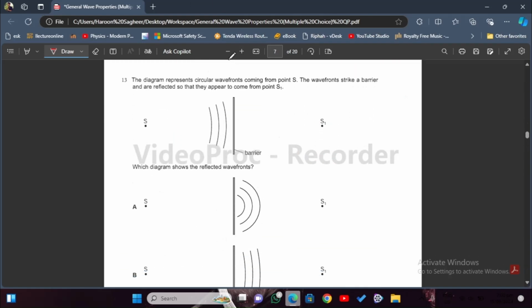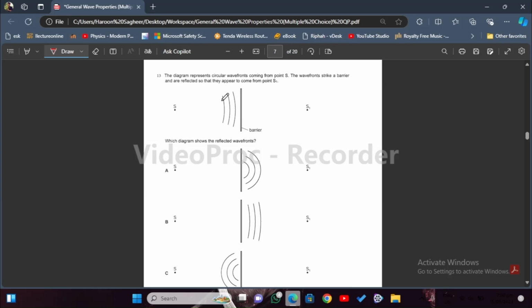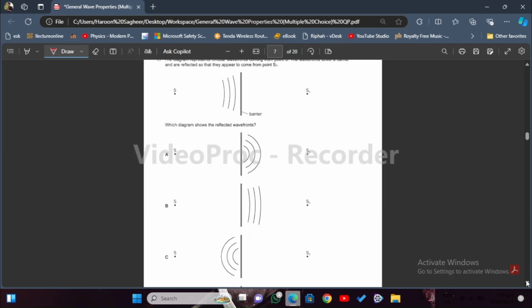Here we are shown the diagram. There are some waves. Now students, do remember the shape of these circular waves which are traveling from S to S1. We need to tell how these circular wave fronts will look from the perspective of S1. Right, from the perspective of S1, these circular waves would look like option D, because the shape would match.